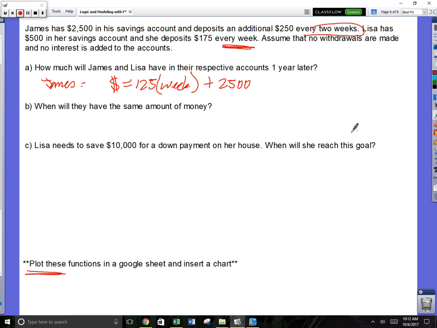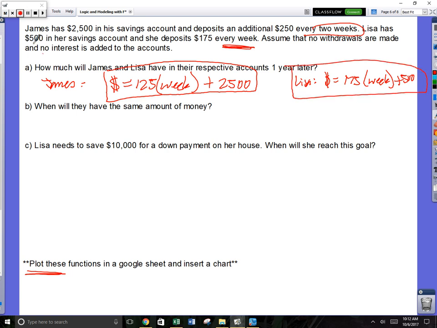And then Lisa, she starts off with $500, but she deposits $175. So Lisa, here we go. Her money is equal to $175 each week plus the $500 she started with. So these are my two functions that I need to put into a Google Sheet.